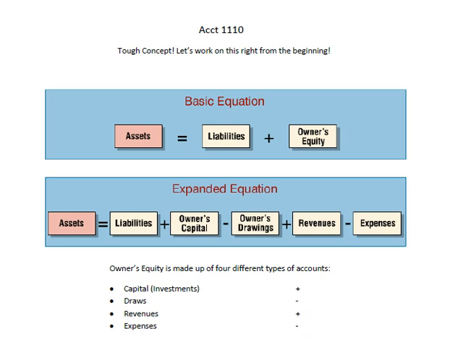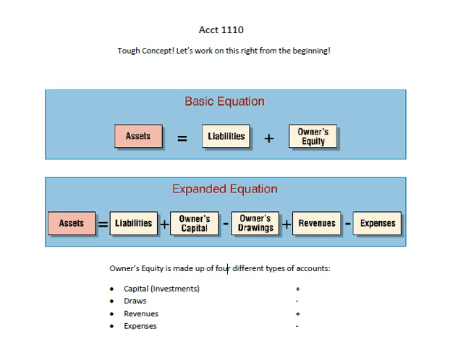So, owner's equity has four different types of transactions that affect it. Two have the nature of making it bigger, investments and revenues, and two have the nature of making it smaller. As the draws and expense accounts get bigger, they make owner's equity smaller because they decrease it.